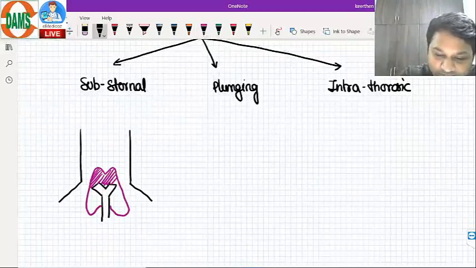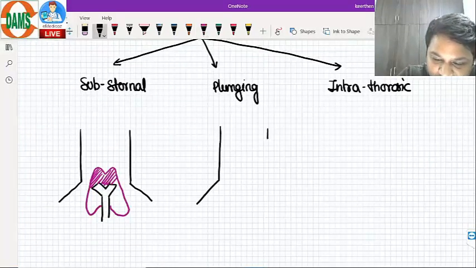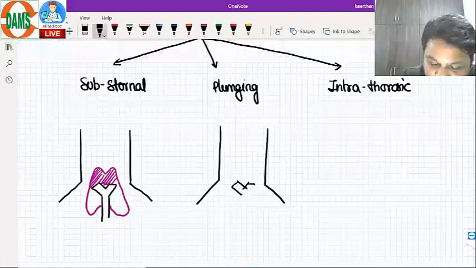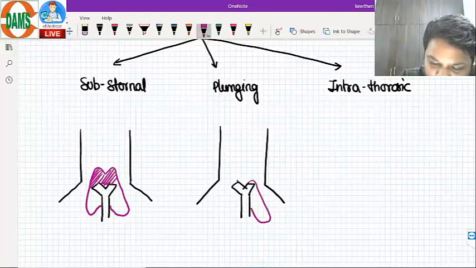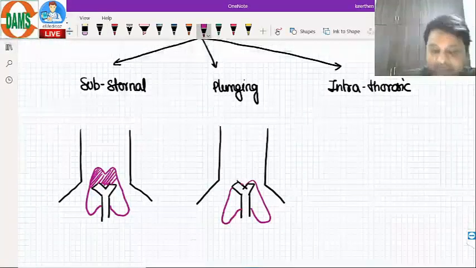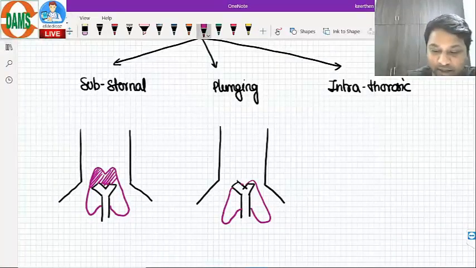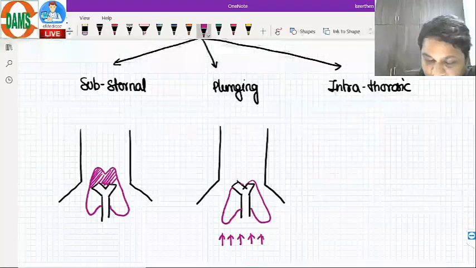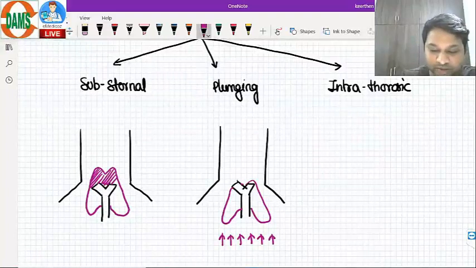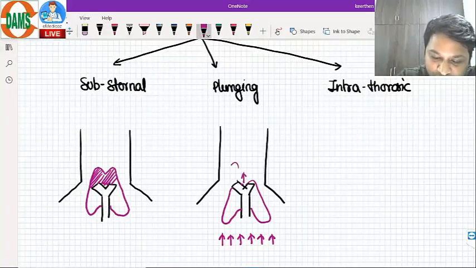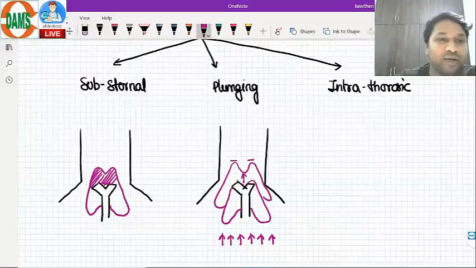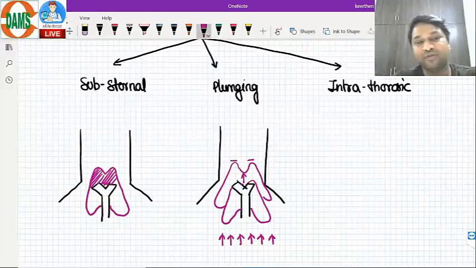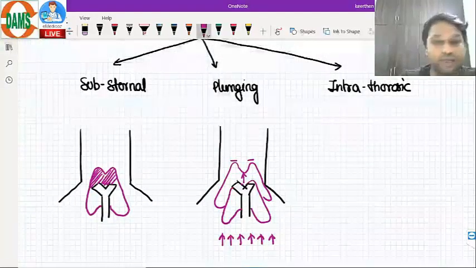On the other hand, in the plunging variety, the gland is usually not visible in the cervical region. It is completely intrathoracic. But when you increase the intrathoracic pressure, either by doing a Valsalva maneuver or by asking the patient to swallow, because of the relative motion, the gland is going to move upwards, and you will be able to appreciate the superior pole. So in a plunging variety, in a resting position of the neck, you will not be able to appreciate any swelling in the cervical region.